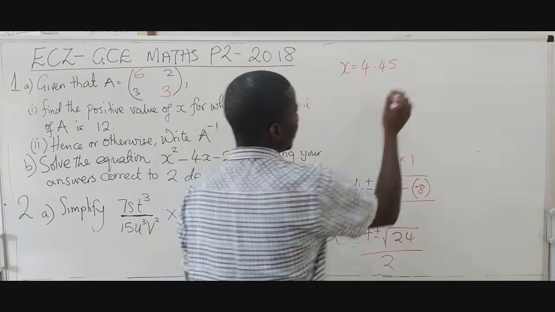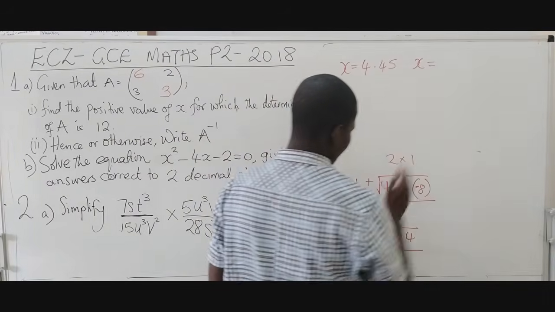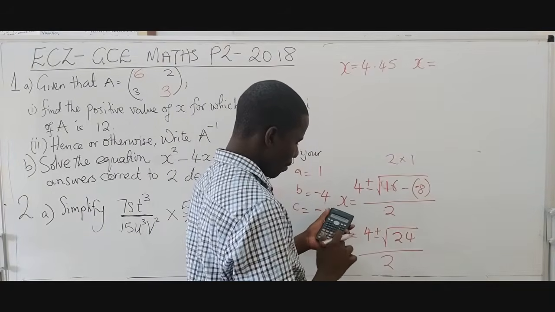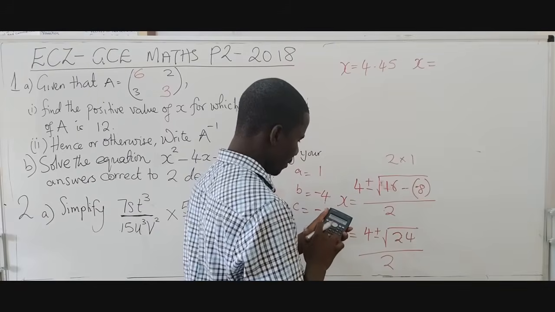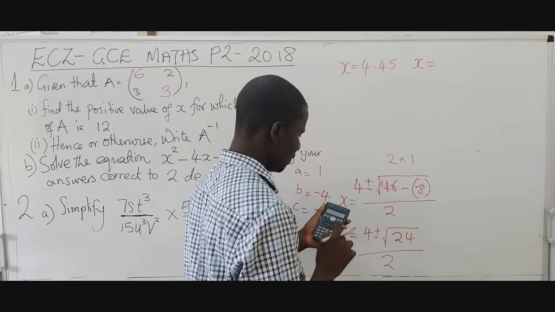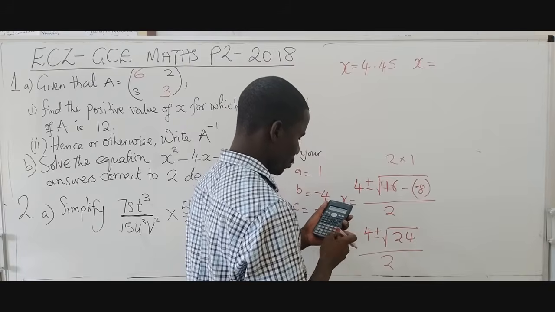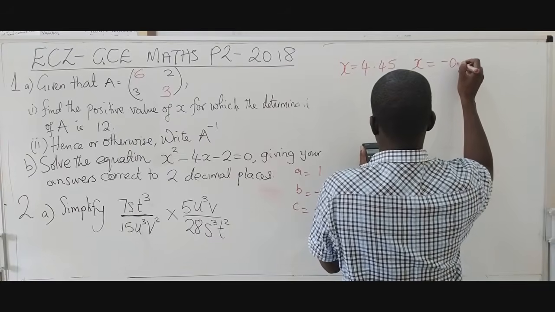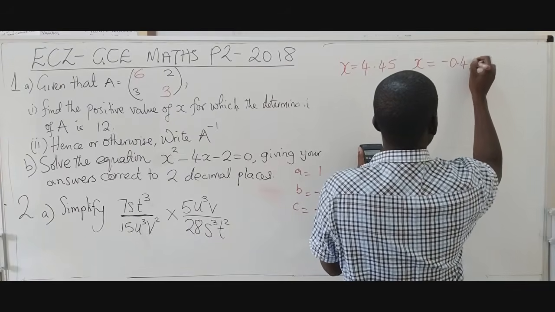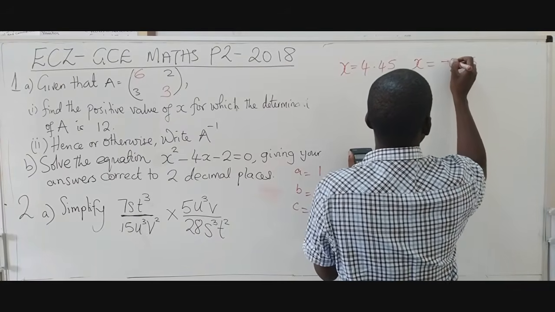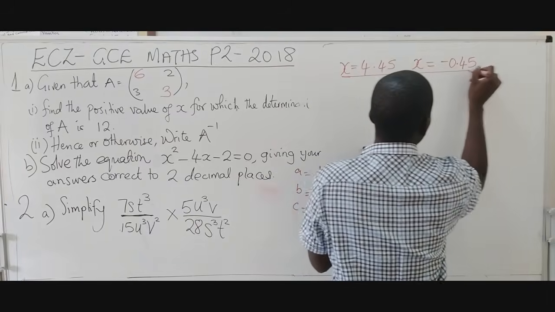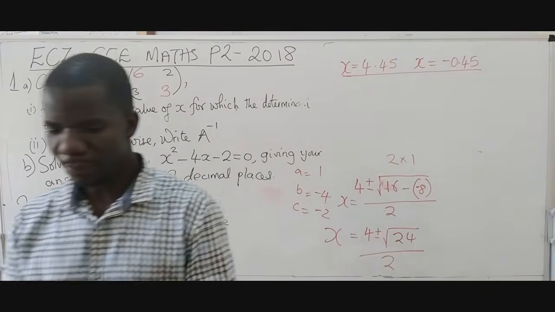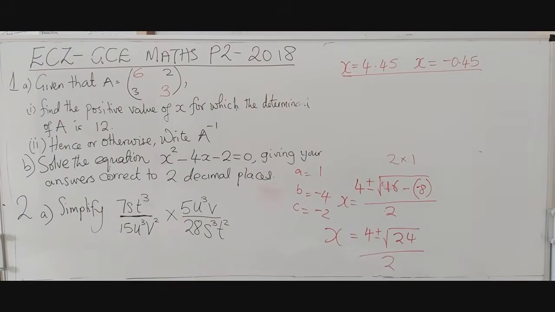Then we come back to another value of x. We have got two signs here. So the second one is going to be 4 minus the square root of 24 equals, then divided by 2. What do we get? I'm going to get negative 0.45. So these are the answers that we're getting to this question. Okay, so let's go to question 2.